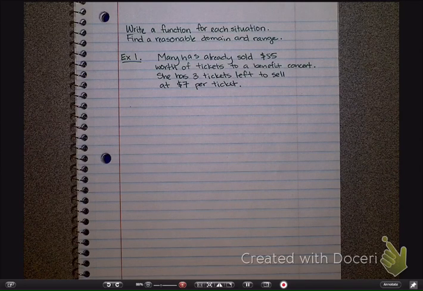Okay, so when we're writing a function for this, what we want to think about are the variable parts. One of the things that's changing is the total amount of money she makes, right? The other thing that's changing is the number of tickets she sells. Now, which one depends on the other? Which one's the input and which one's the output? Is the amount she makes the input, or is the number of tickets she sells the input? So the number of tickets she sells would be considered the input. The amount of money she's making depends on how many tickets she sells, right?